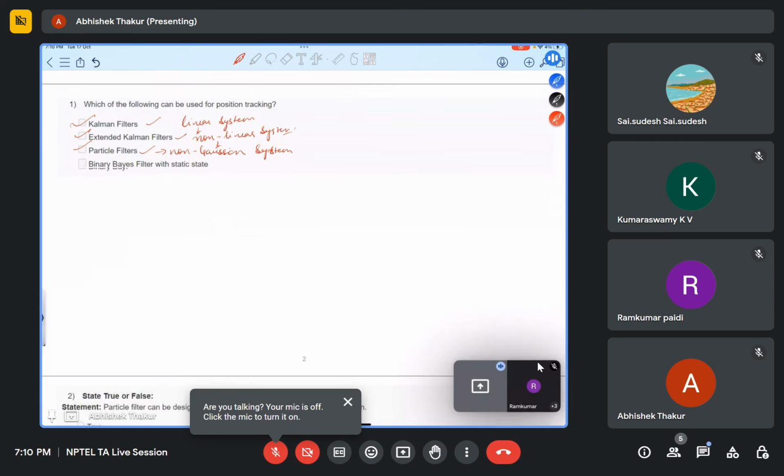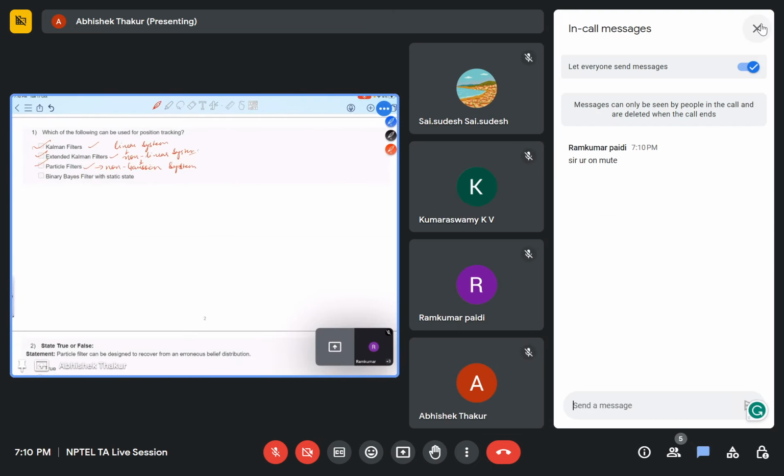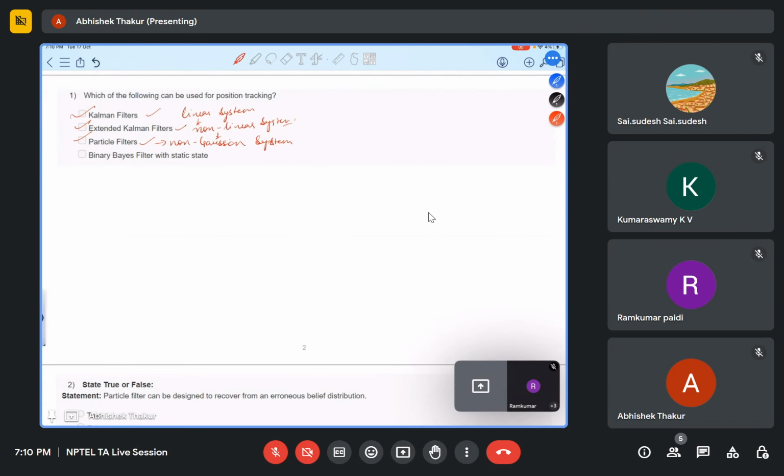So in the first question, it was which of the following can be used for position tracking? The options are Kalman filter, extended Kalman filters, and particle filters, and binary based filters with a static state. So for tracking the position, Kalman filter and extended Kalman filters and particle filters are used. They have their own area where they can be used for the position tracking.